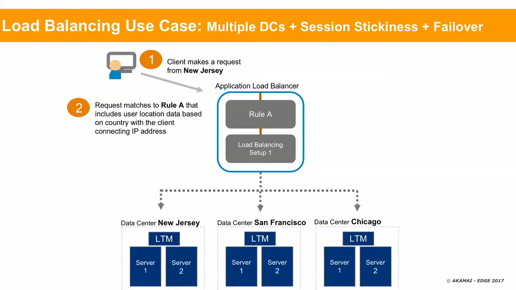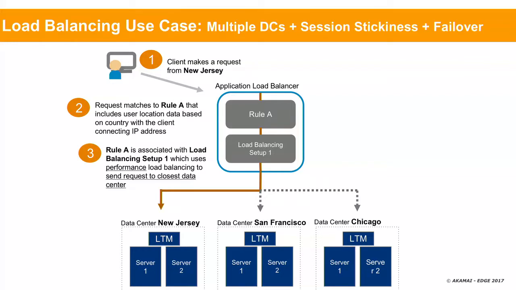So the way the entire execution is going to happen is that we're going to match against rule A based on the HTTP conditions, saying, for example, they came in with a specific cookie or the fact that they're located in New Jersey. The load balancing setup 1 will come into play now. And ALB will say, route this end user to the New Jersey data center.